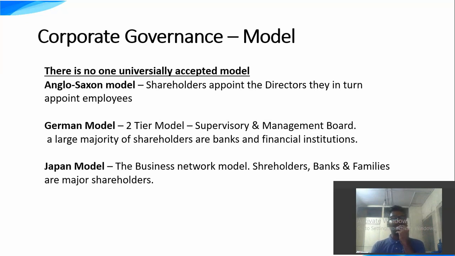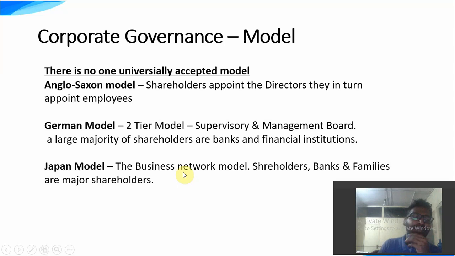And the German model is actually a two-tier model, where the board has two separate boards. One is the supervisory board and the other is the management board. But in Germany, a large majority of the shareholders are banks and financial institutions. That is prominently seen, and only 50% of the employees can vote on whom to select for the supervisory role.